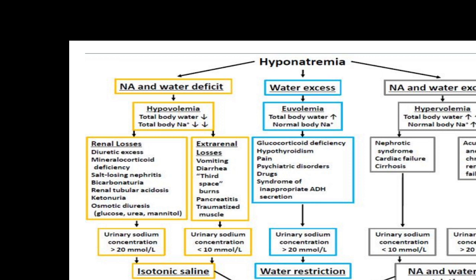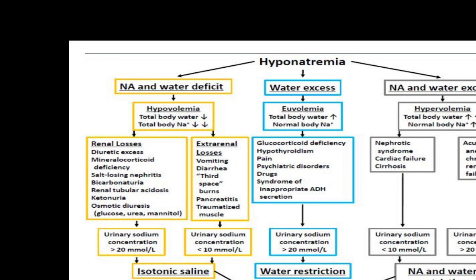In the patients who have renal pathologies, the urine sodium concentration will be higher than 20 millimoles, whereas in the patients who have extrarenal causes, it will be less than 10 millimoles. And in such conditions, the treatment will be isotonic saline. Usually isotonic saline, or many times we may give hypertonic saline also, till the sodium level is normal.